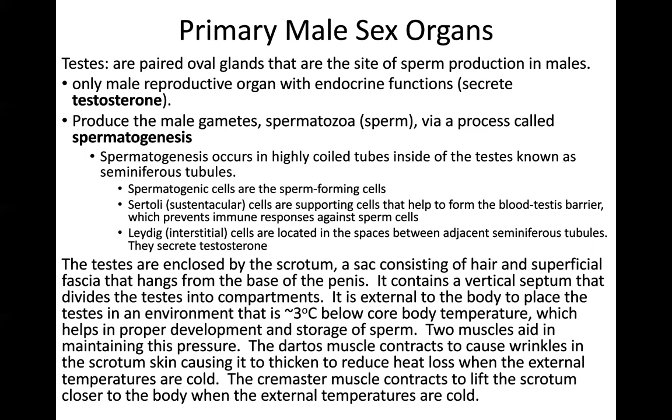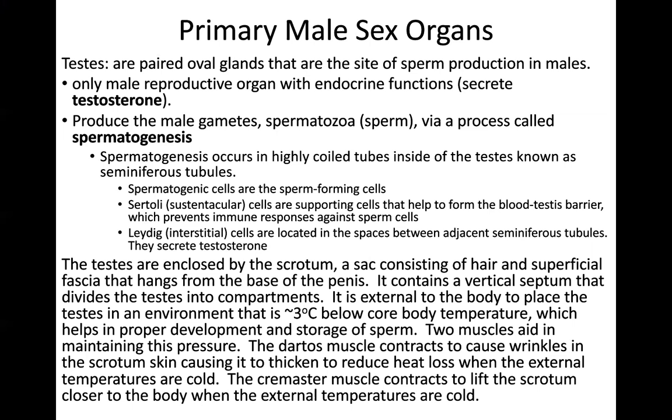They keep the testes in an environment that's around 3 degrees Celsius below core body temperature, which is important for proper development and storage of sperm. There's a pair of muscles that help keep this lower temperature. That shouldn't say maintain pressure, that should be maintain temperature. I think I typed that up wrong, but the dartos muscle causes wrinkles to form in the scrotum, which thickens the wall of the scrotum to reduce its heat loss when the temperatures are cold, and the cremaster muscle can contract and lift the scrotum up closer to the body when those external temperatures are cold.